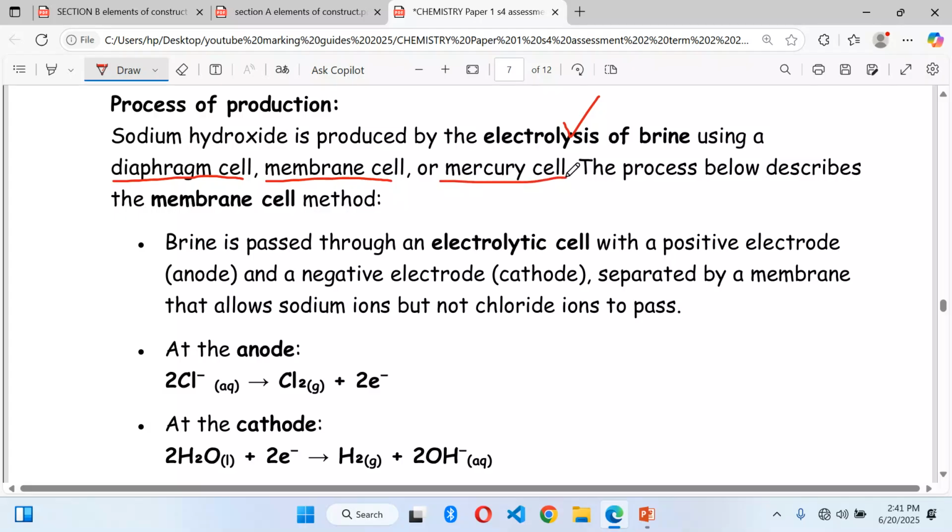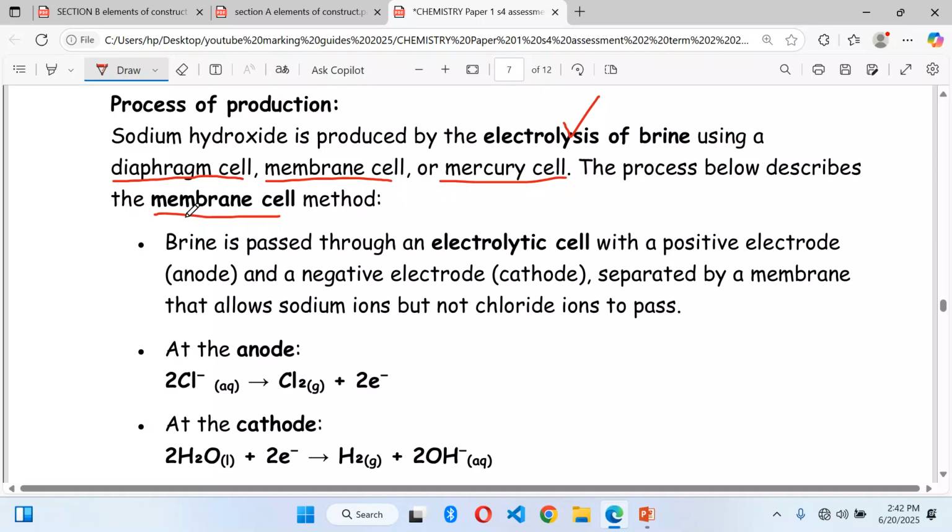So today we are going to look at the process which describes the membrane cell. Please note this. We're saying that sodium hydroxide can be produced by electrolysis using three different cells. Number one is the diaphragm cell. Number two is the membrane cell. Number three is the matrix cell. Now, today we are just focusing on the membrane cell.